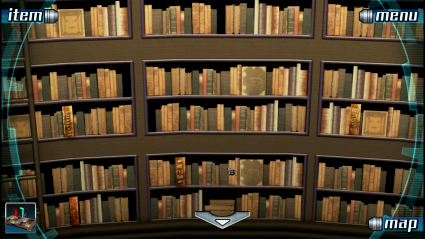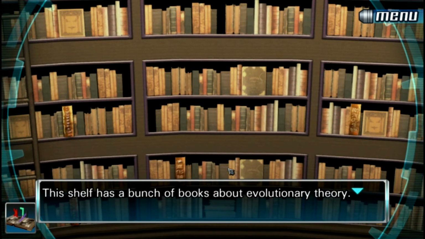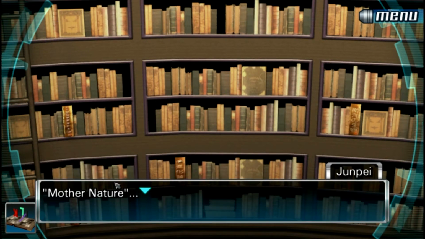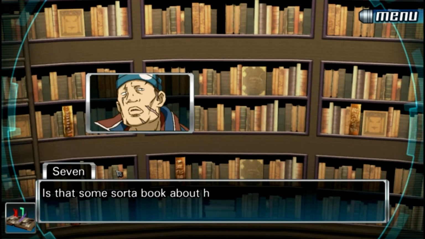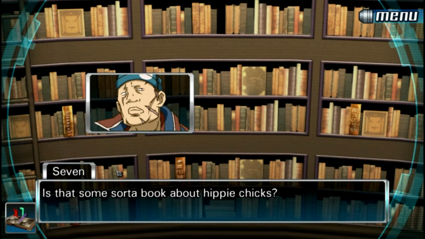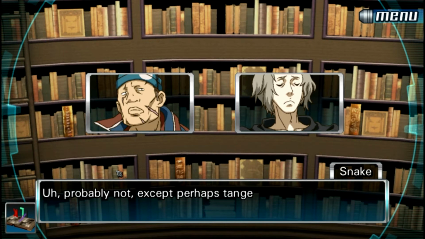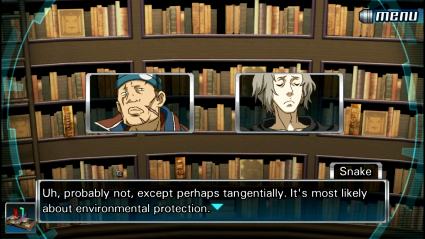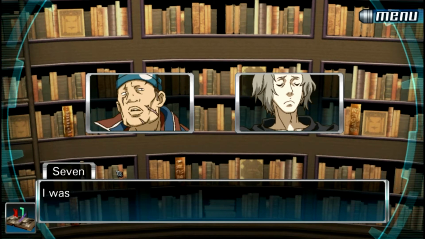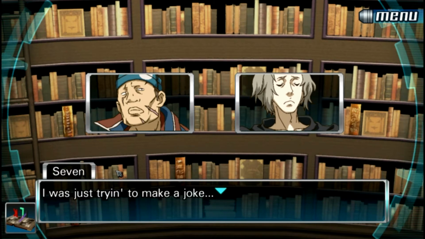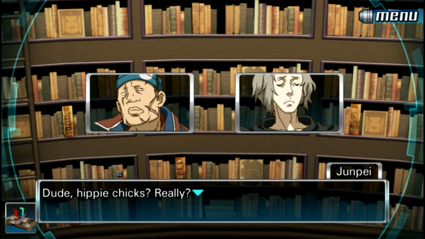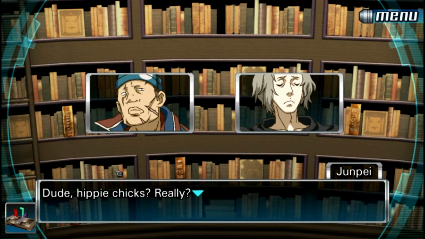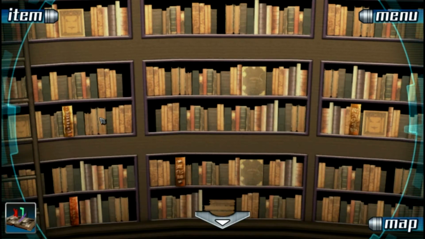And Seven just fell asleep once again there. Mother Nature. Is that some sort of book about hippie chicks? Seven! Probably not, except perhaps tangentially. It's most likely about environmental protection. Oh. I was just trying to make a joke. Dude, hippie chicks? Really? I mean, really, Seven?